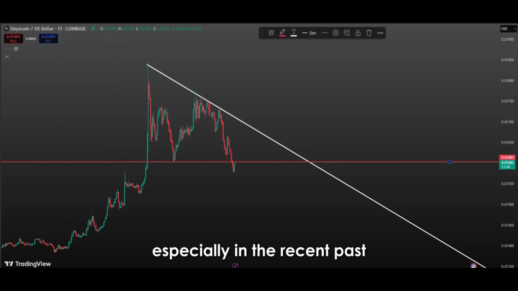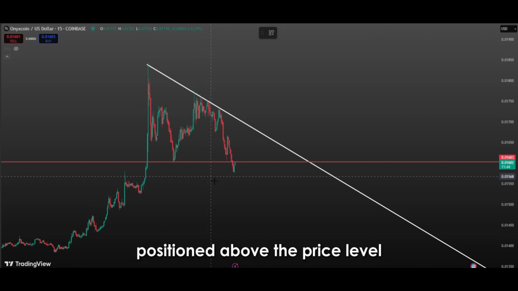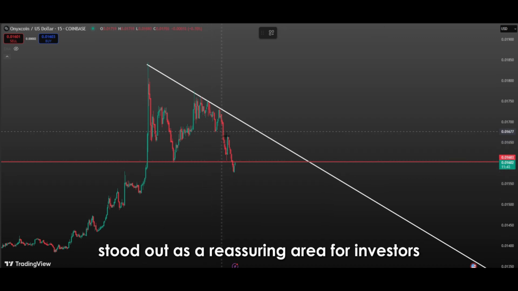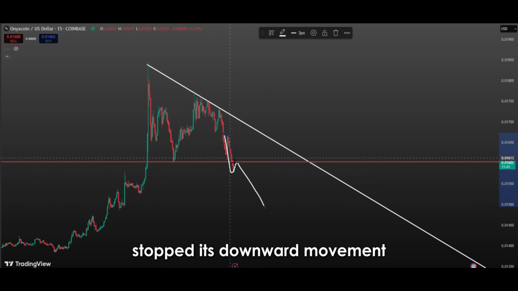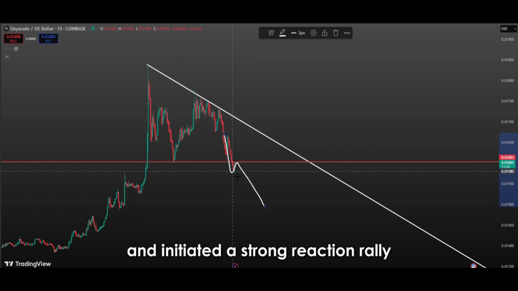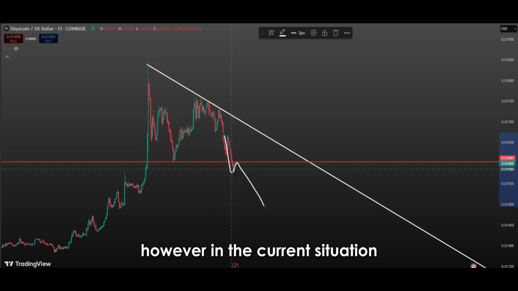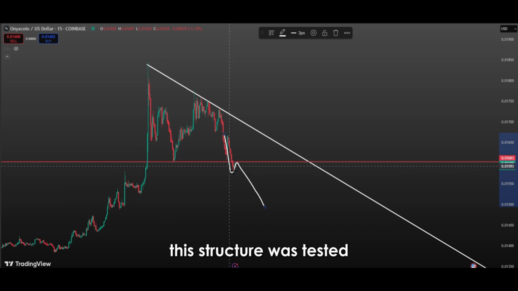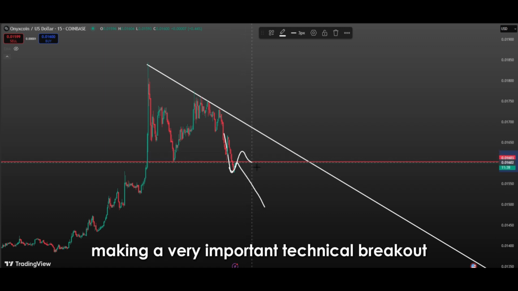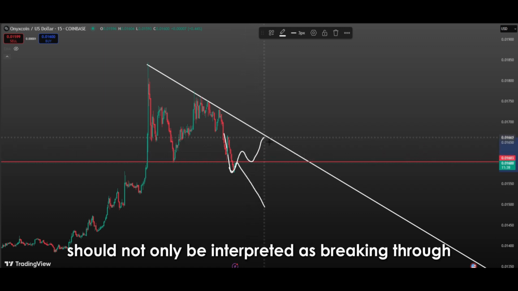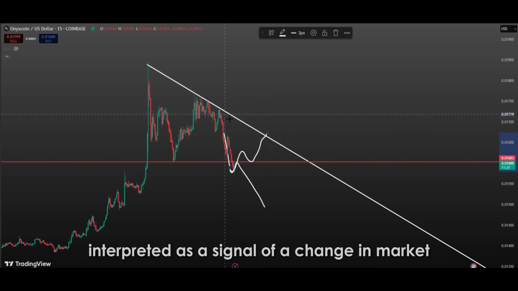Especially in the recent past, the horizontal support line positioned below the price level stood out as a reassuring area for investors. This support zone was where the price had previously stopped its downward movement and initiated a strong reaction rally. However, in the current situation, this structure was tested and the price sagged below this level, making a very important technical breakout. Such breakouts should not only be interpreted as breaking through support levels, they should also be interpreted as a signal of a change in market psychology.